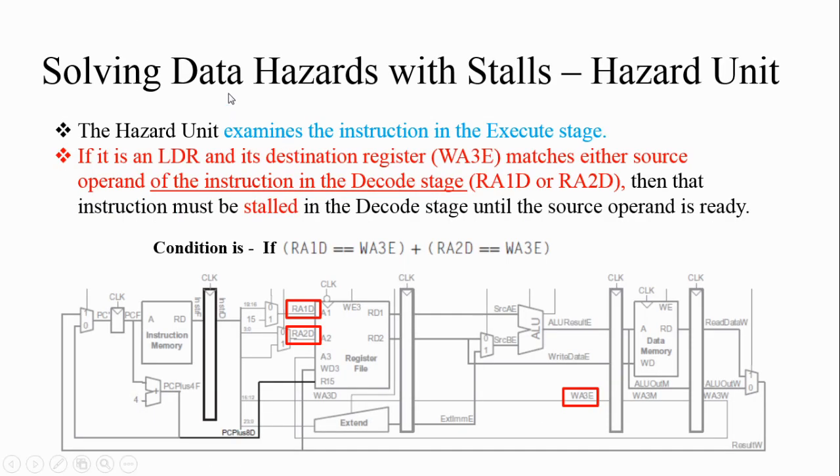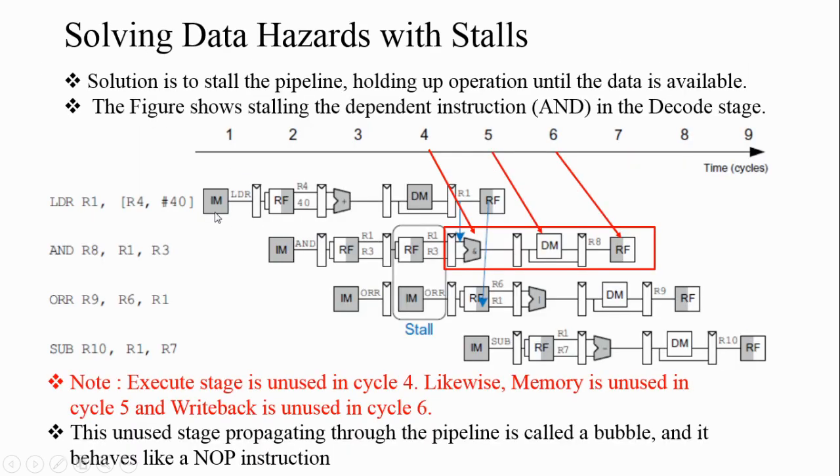Then for incorporating pipeline stalling, what all changes do you need to make in the hazard unit? What all modifications do you need to make in the hazard unit? Here the hazard unit should examine the instruction in the execute stage, and check whether that instruction is LDR, because whenever LDR is executing, only then will this stalling generally occur.